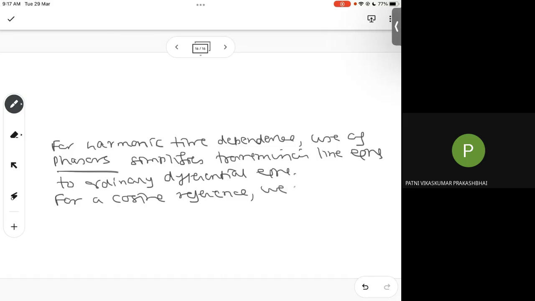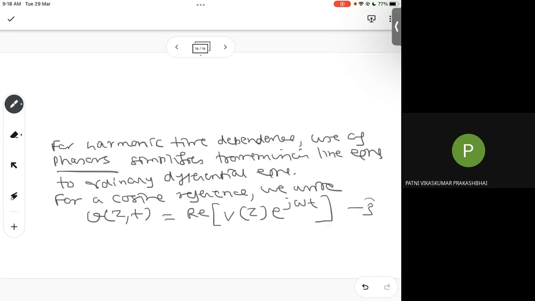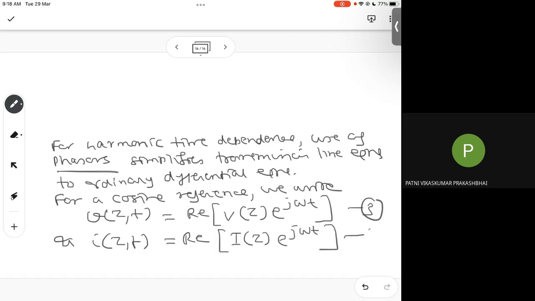This is the concept of phasor. We write V(z,t), which is a time-dependent parameter, as the real part of capital V(z) e^(j omega t). This is how we write it. And similarly, I could write I(z,t) as the real part of I(z) e^(j omega t). Basically it will make my life simple, because instead of partial differential equations, we can get ordinary differential equations, which you must have learned in calculus also.